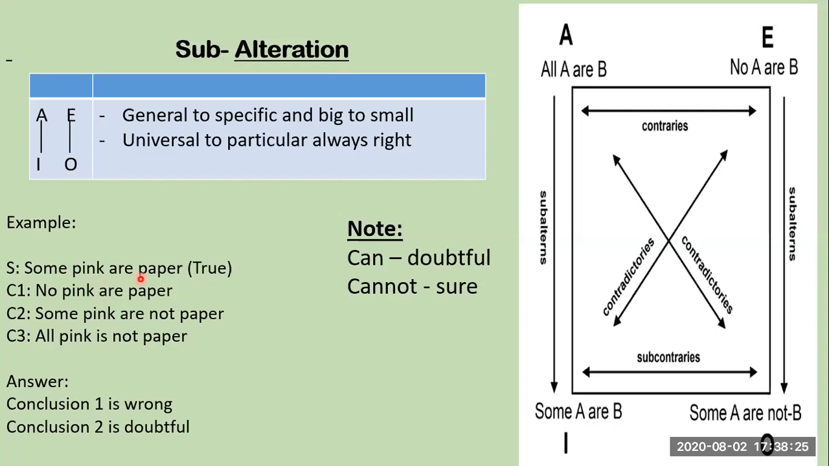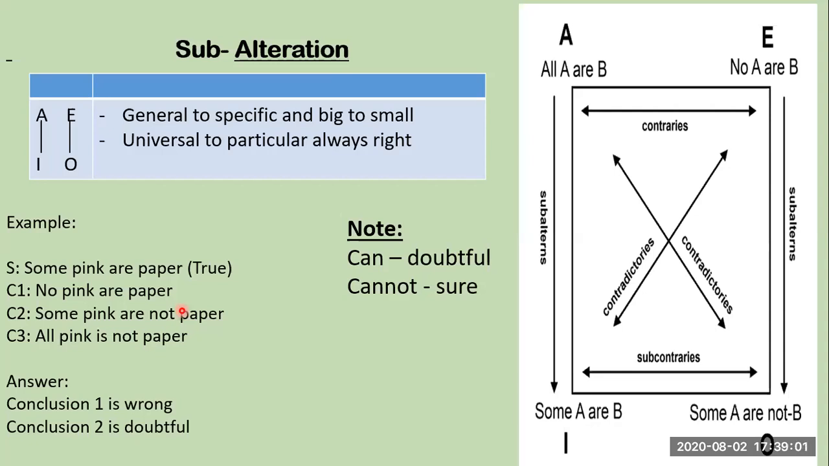Some pink are paper. No pink are paper. So this is wrong. Contradictory means if this is true, this should be false. So conclusion one is false. You can write false or wrong, both are the same. So you got the answer for conclusion one. Some pink are paper is true, so no pink are paper should be false because it's contradictory. Now compare the statement with conclusion two. Some pink are paper, some pink are not paper. When you're speaking about these two, it's called sub-contrary.